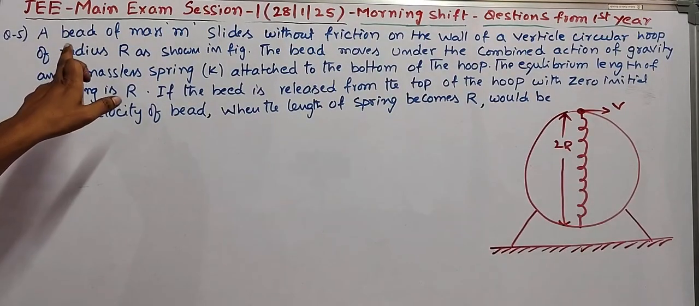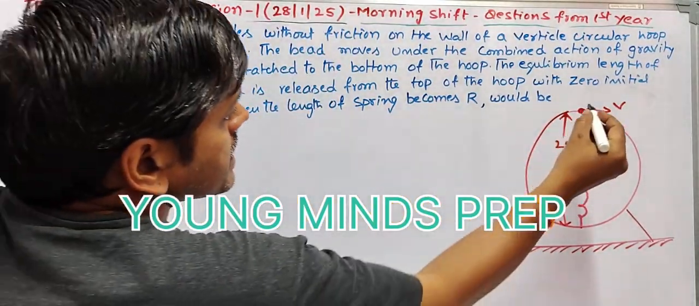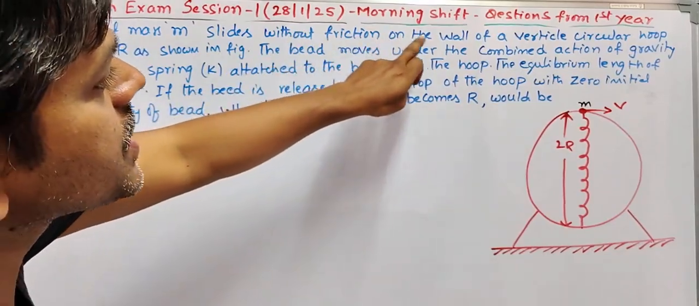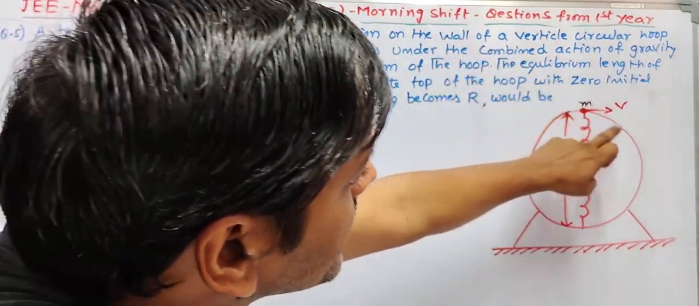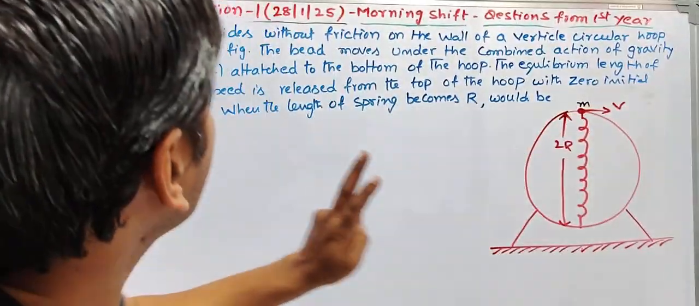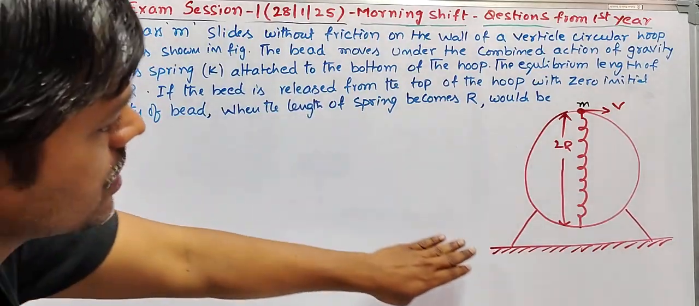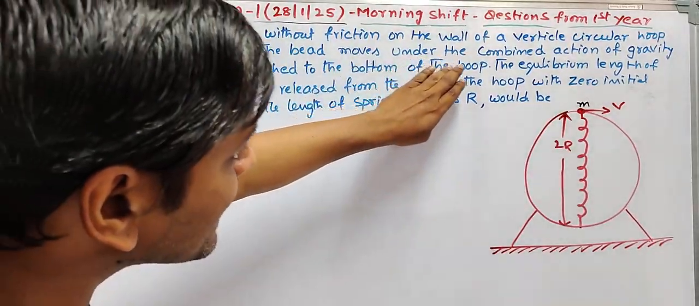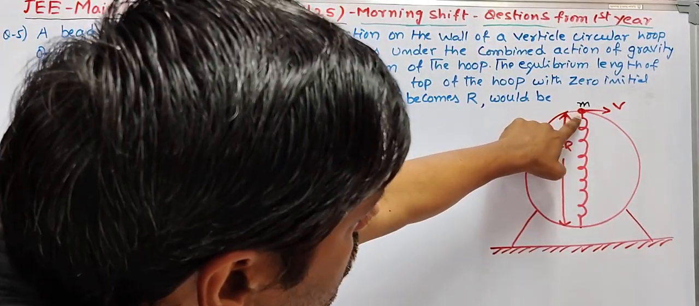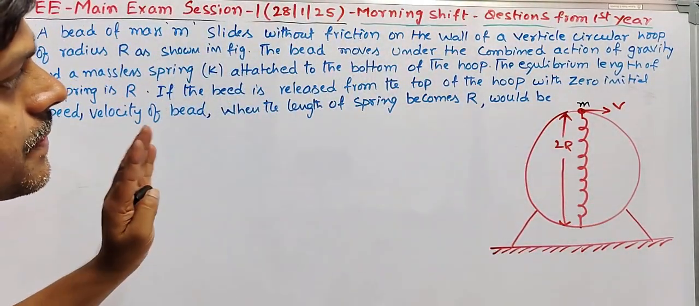Okay, the fifth question. A bead of mass M slides without friction on the wall of a vertical hoop, whose radius is R, which is attached to a fixed point as shown in the figure. The bead moves under the combined action of gravity and a spring. The bead is attached to a spring of constant K. Its mass is negligible. That is given in the question.